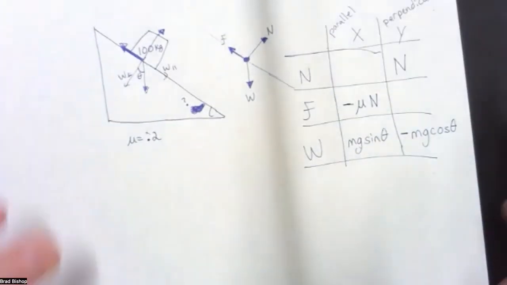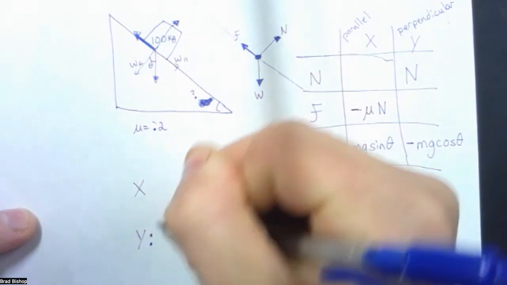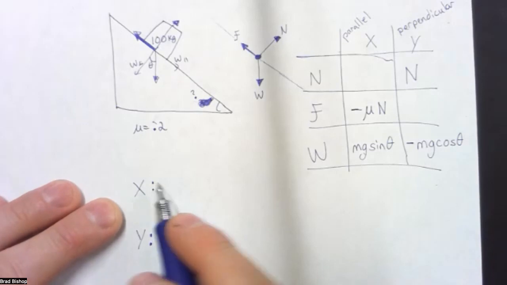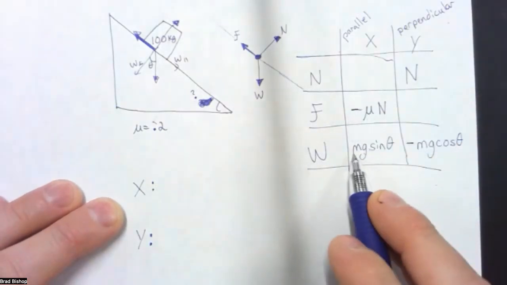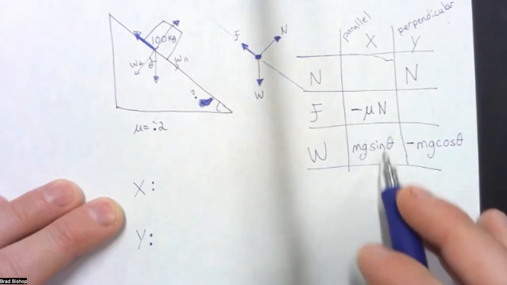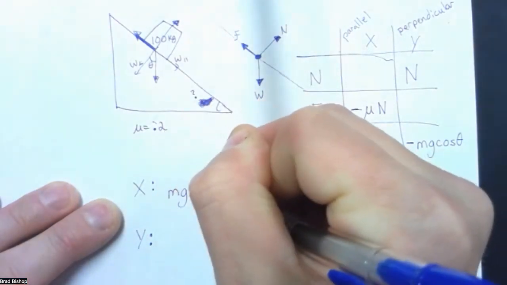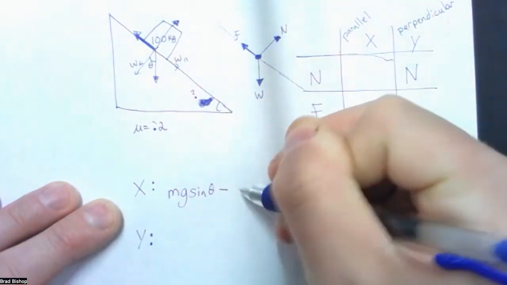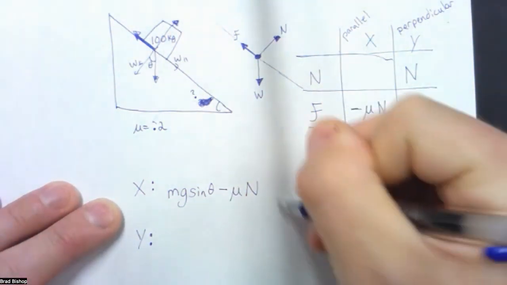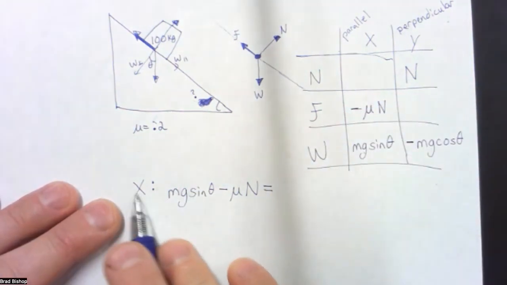So now we set up our net force equation, right? We have one in the X and one in the Y. F equals ma is the big idea. So for the X direction, we just add up the columns. I'm going to actually do mg sine minus mu times normal, just because that looks nicer than the other way around. So mg sine theta minus the coefficient of friction times normal force equals what? Is it accelerating in the X direction?